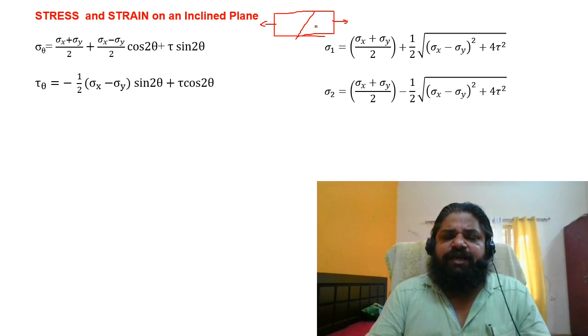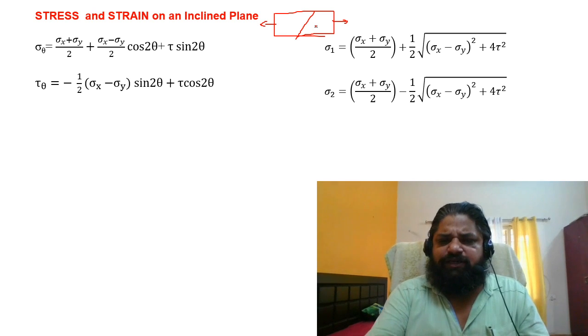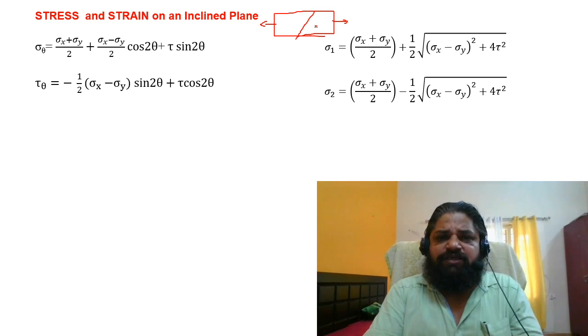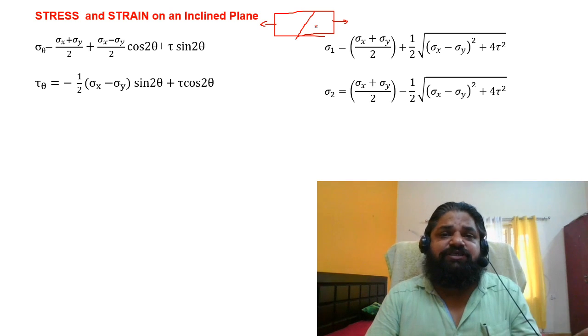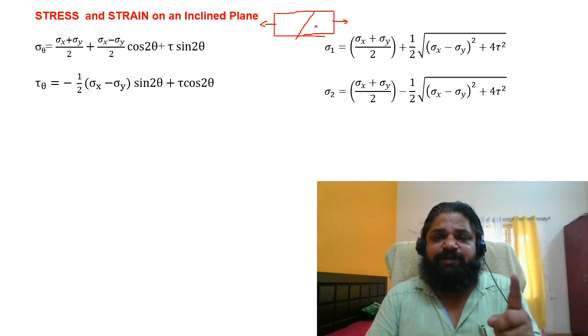If we know these relations, then what is the use of knowing about strain? I'll talk about that. Just hold on a minute, we'll complete this one first. Like the normal stresses and the principal stresses, I also discussed them during the discussion of principal stresses and principal strains.